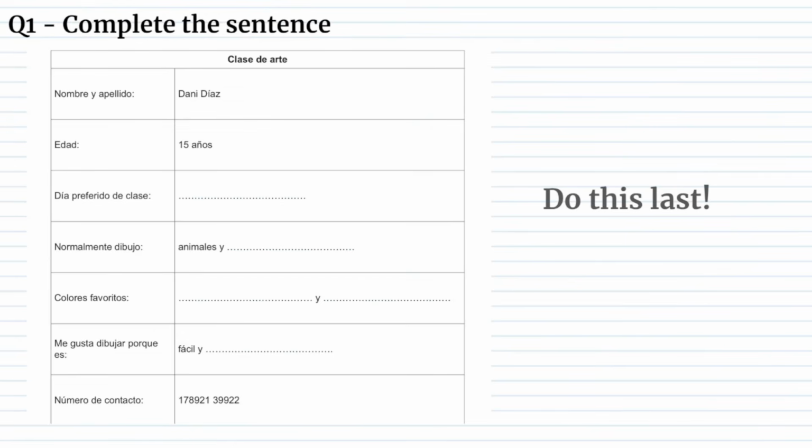So now that we finished our writing, let's return right back here to the complete the sentence. This is just really simple. Just give one word answer. Don't overcomplicate it. So, clase de arte. What's your name, last name? Danny Diaz. Age, 15 years. Preferred day of class, right? Día preferido. So you can write anything here. Lunes, martes, miércoles. Your choice.